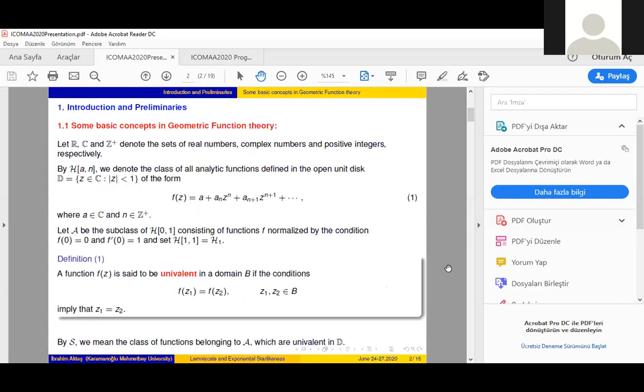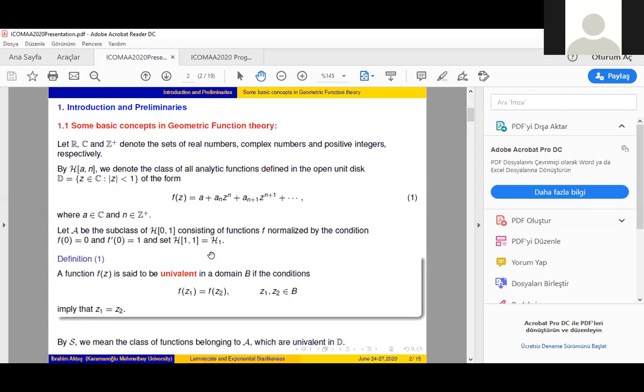Let R, C, and Z plus denote the sets of real numbers, complex numbers, and positive integers, respectively. By H, A, and V denote the class of all analytic functions defined in the open unit disk D of the form 1. Let A be the subclass of H01 consisting of functions f normalized by the condition f(0) equal to 0 and f'(0) equal to 1, and set H11 equal to H1.